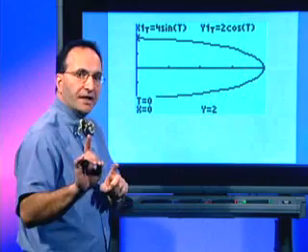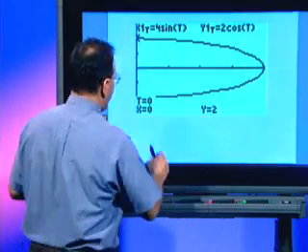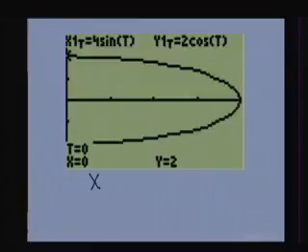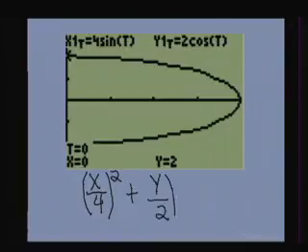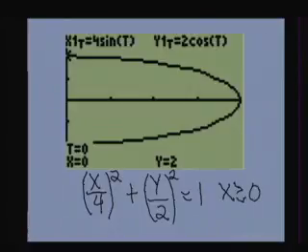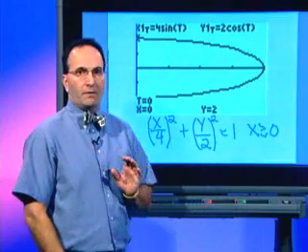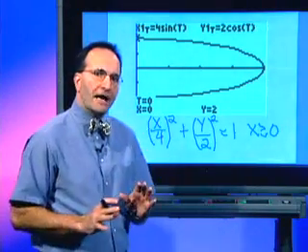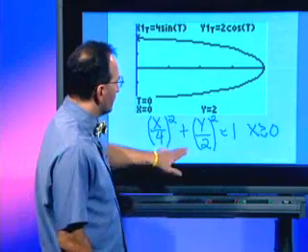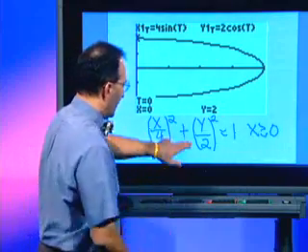Now, the equation would look like this: (x over 4) squared plus (y over 2) squared is equal to 1. But again, we're only interested in the right-hand side, so that would be for x greater than or equal to 0. Now, that's one form of the equation, but since we're interested in only the right-hand side, what I'm going to do is write out what that equation would look like.